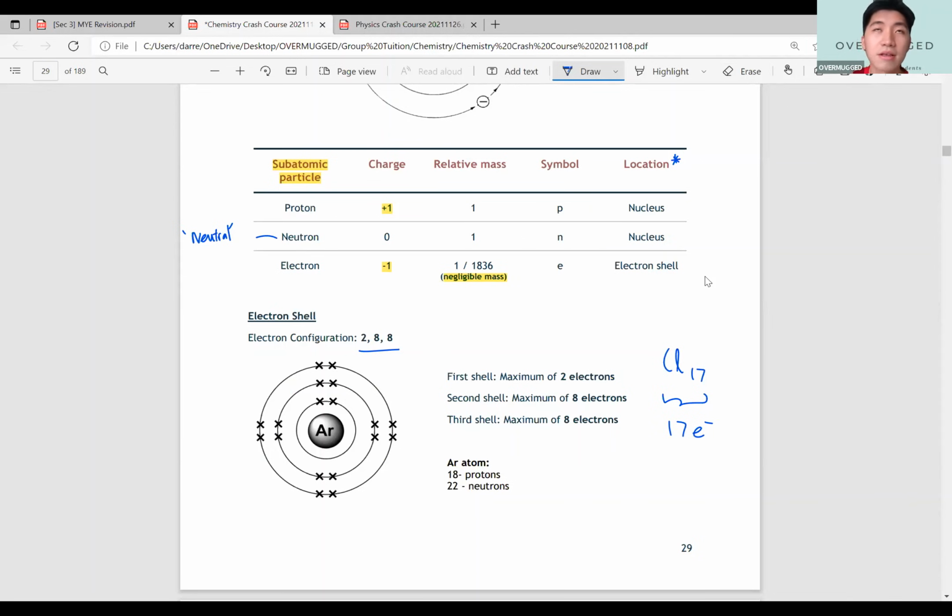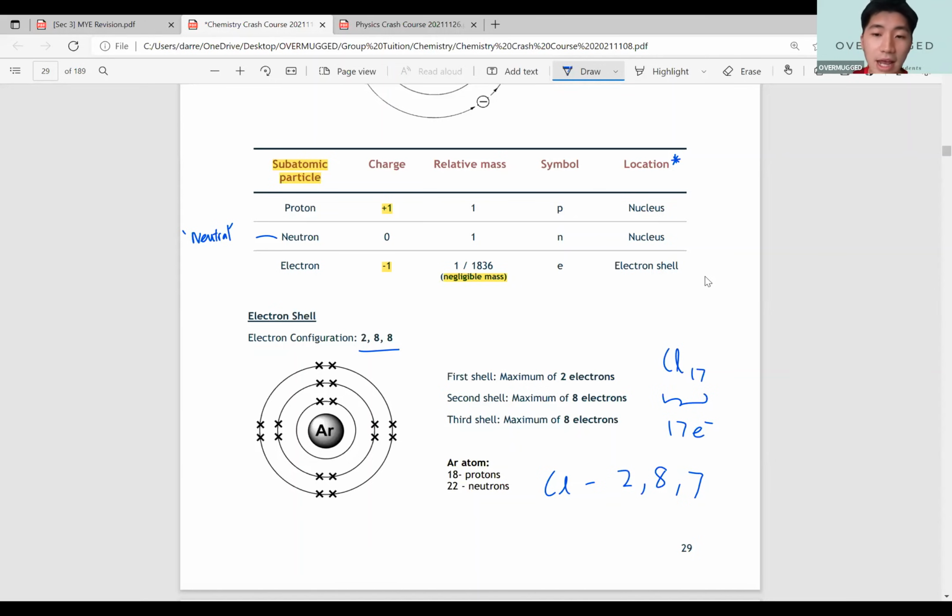So how many electron shells will it have? In the first shell, it will have 2. The second shell, it will have the full 8. How many left? I have 17 in total, right? 2, 8, 7, right? So when I say chlorine's electronic configuration, I would say it is 2, 8, 7.